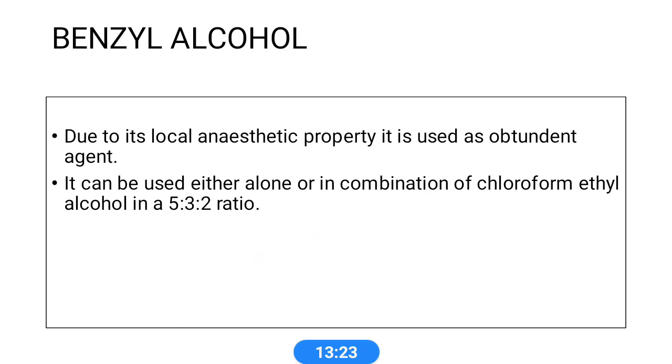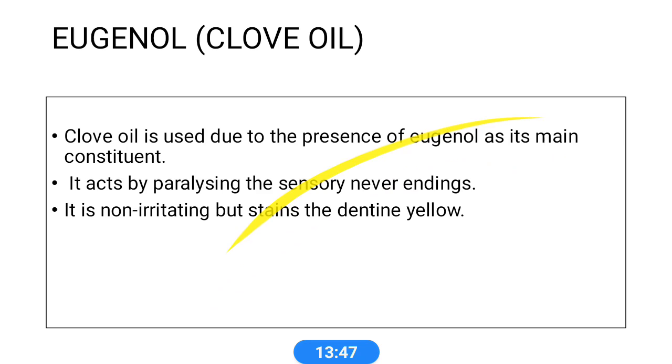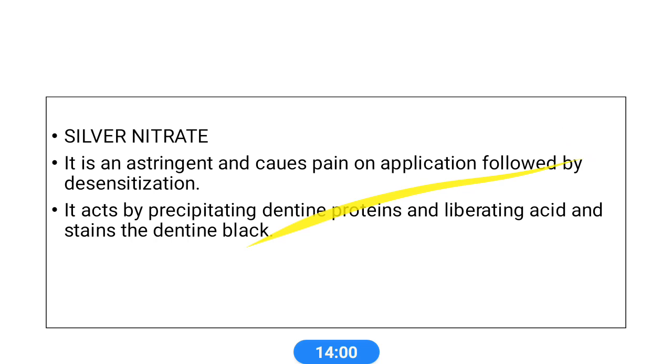Benzyl alcohol, due to its local anesthetic property, is used as an obtundant agent. It can be used either alone or in combination with chloroform and ethyl alcohol. Camphor, thymol, menthol, all these are volatile oils used in a mixture in a ratio of 1:2:1 for rapid action. The mixture acts initially by stimulating and then paralyzing the sensory nerve endings. Clove oil is used due to the presence of eugenol as its main constituent. This acts by paralyzing the sensory nerve endings, and it is non-irritating but stains the dentin yellow.